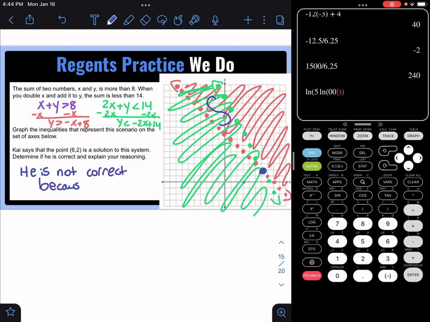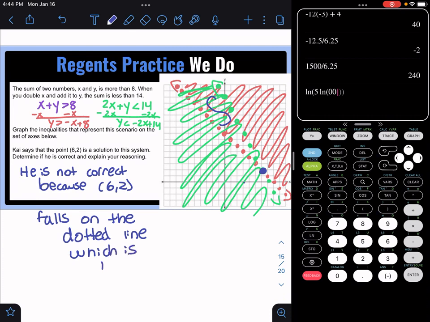because 6, 2 falls on the dotted line, which is not included in the solution set.